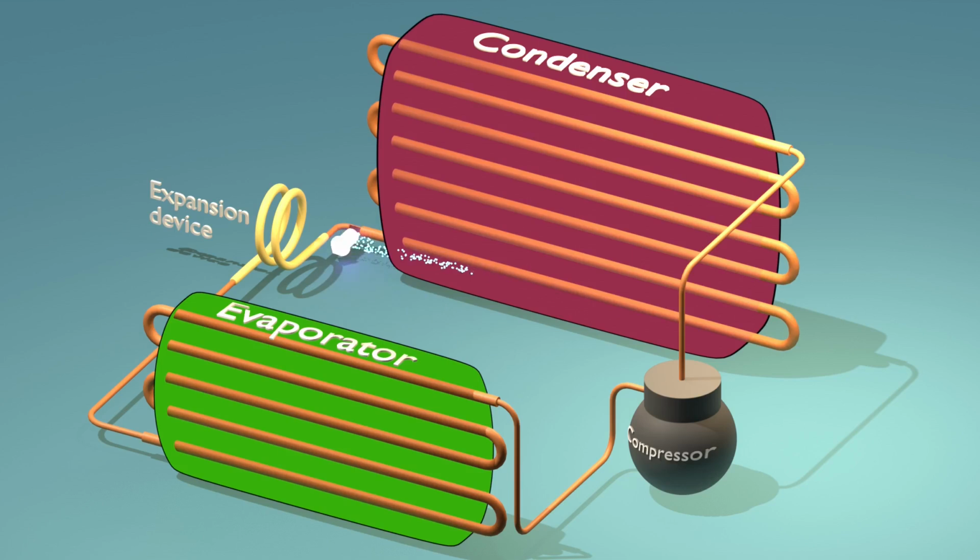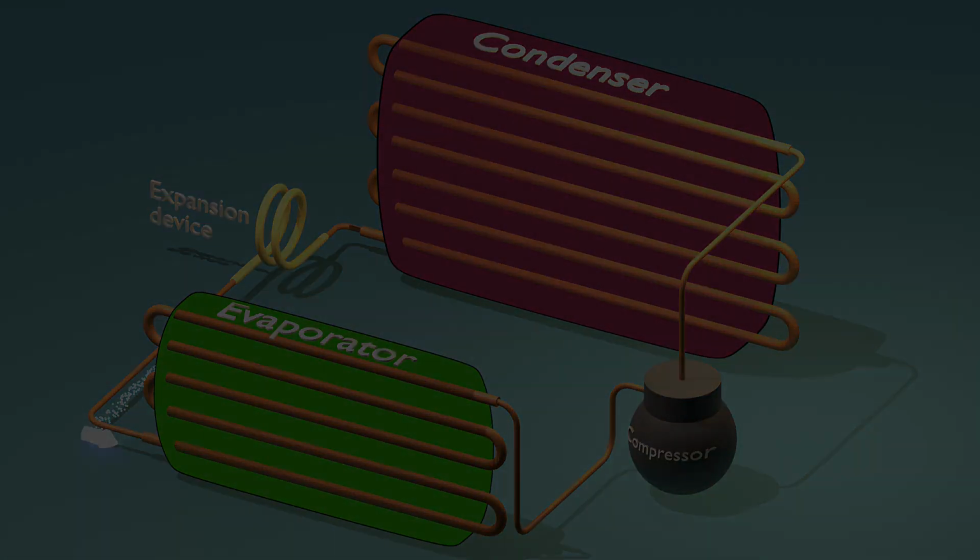Expansion process. The high-pressure, moderate-temperature liquid refrigerant passes through an expansion valve. This valve creates a restriction in the flow, causing a significant drop in the refrigerant's pressure and temperature. The process is essentially at constant enthalpy. The refrigerant leaves the expansion valve as a low-pressure, low-temperature mixture of liquid and vapor, ready to enter the evaporator.